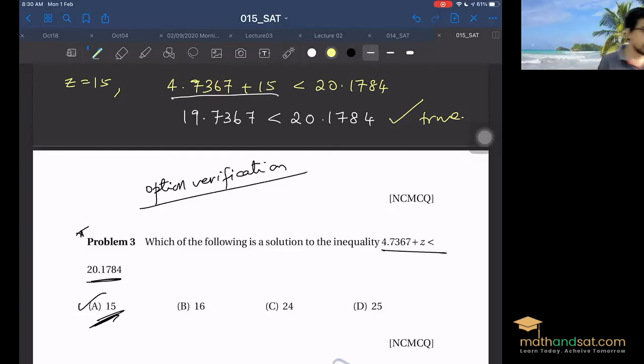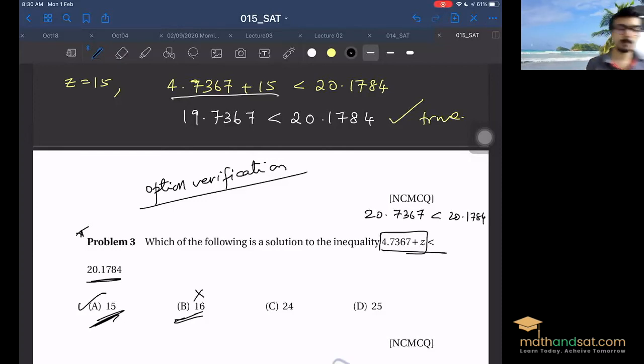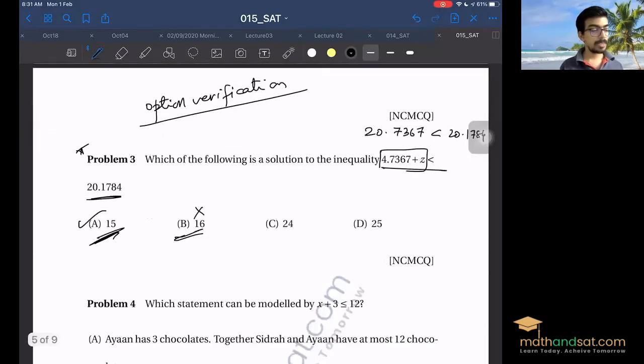And if you take the next option, this is going to be 20.7367 less than 20.1784. This is a wrong option because we have 20.7367 and 20.1784. So that is wrong. Similarly, you can verify the other options. This is an easier approach in these questions. Of course, this may not work for all questions, but in this particular question, option verification is a much simpler solution.